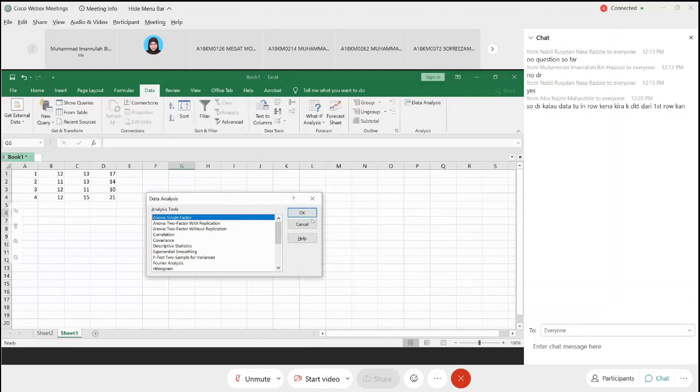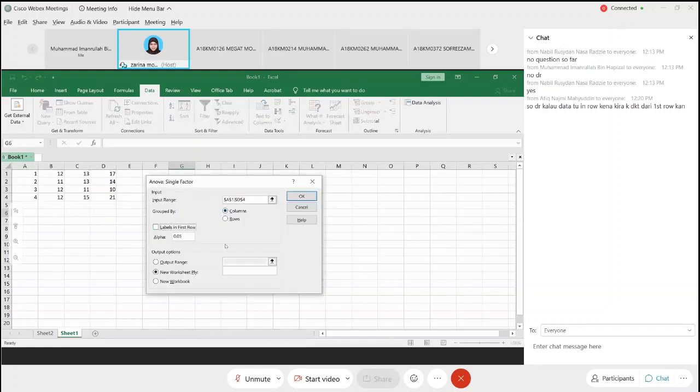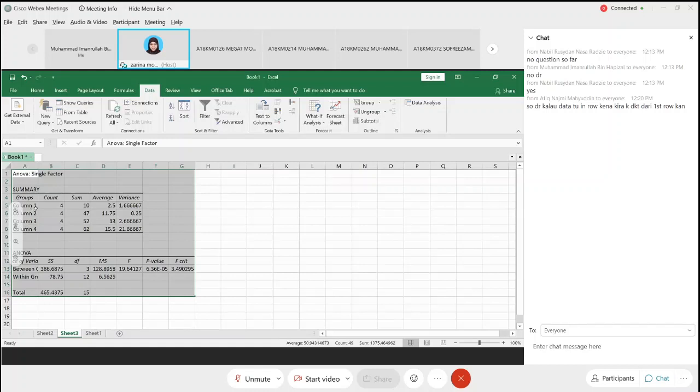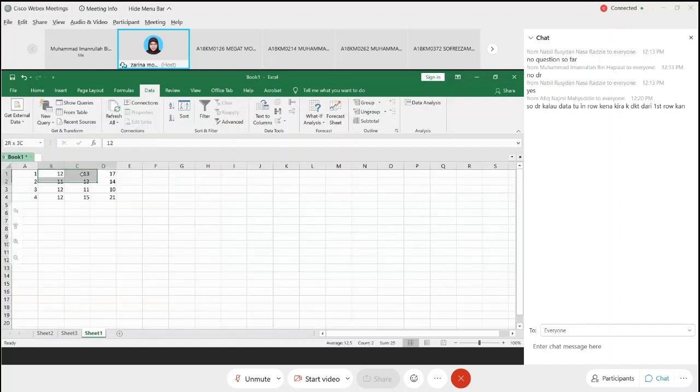So if you put single factor without the label, what happened? In Excel, you need to be careful when you do the analysis. But in the final, when you have this kind of data, 1, 2, 3, 4 should be the group, and the data should be from here.